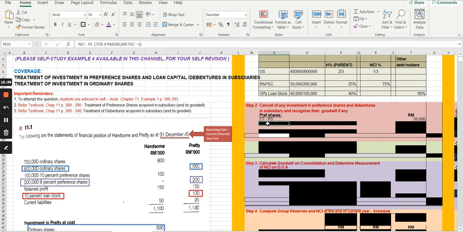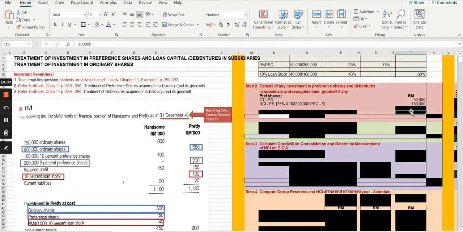And then you need to also calculate the non-controlling interest. To calculate the non-controlling interest, what you will do is, the non-controlling interest is actually 75% from the preference shares in the subsidiary, 200,000. So 75% from this 200,000. That will give you the NCI relating to the preference shares.